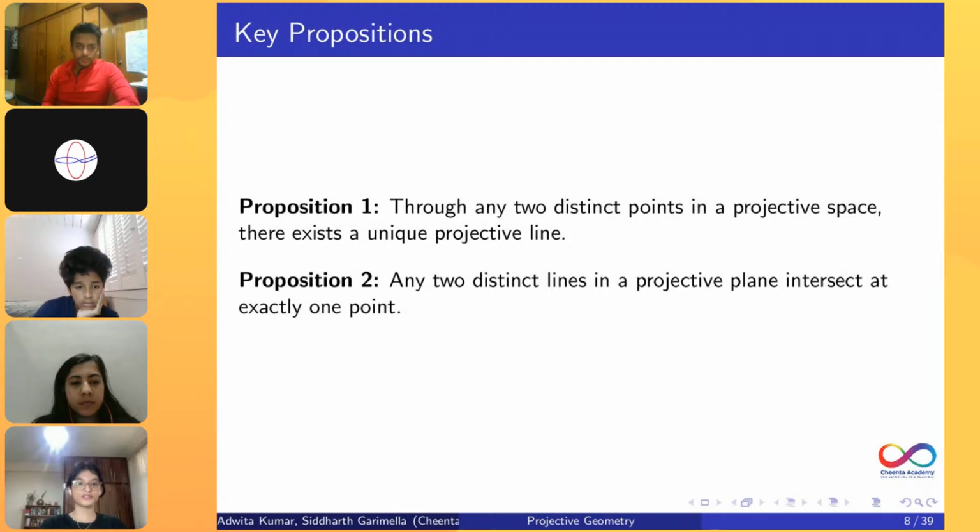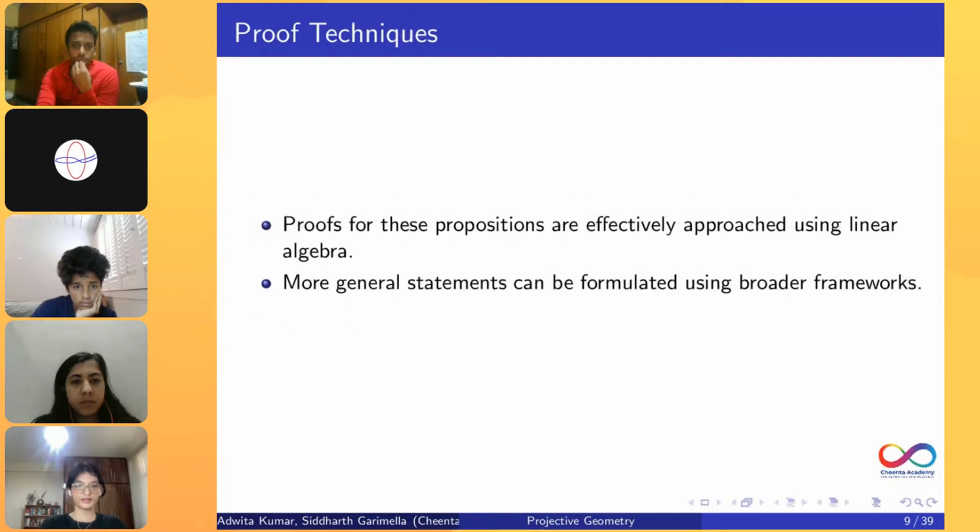So key propositions. The first proposition is that through any two distinct points in a projective space, there exists a unique projective line. The second proposition is that any two distinct lines in a projective plane intersect at exactly one point. Next slide, please. So proof techniques. Proofs for these propositions are effectively approached using linear algebra, and we can form even more general statements using broader frameworks. You can go on to the next slide.